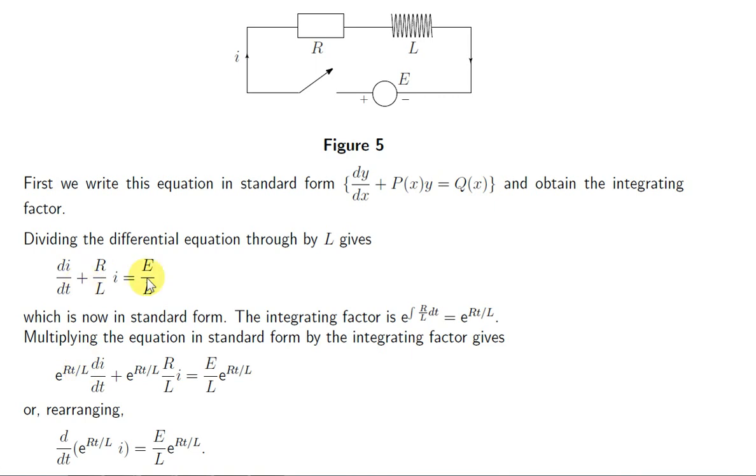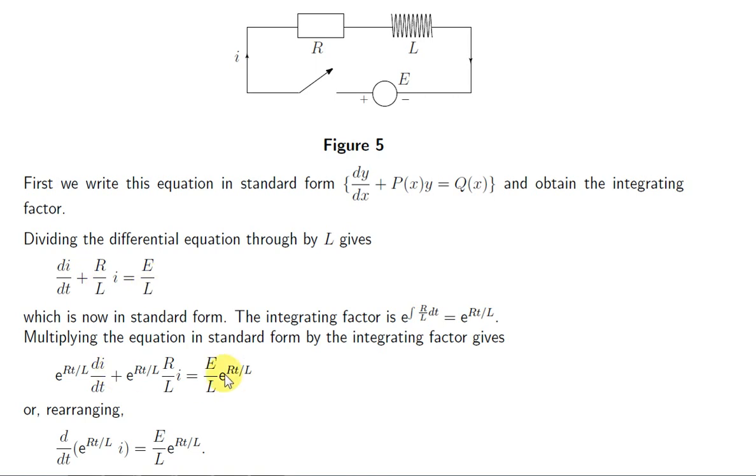Now we have to get an integrating factor for this differential equation. So what we do is we have to integrate what's in front of I. In general we're integrating P of X with respect to the independent variable, which is t. Now, R over L is just a constant, so we multiply it by t when we're integrating it with respect to time.